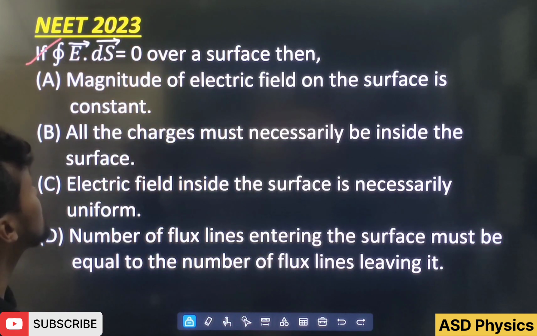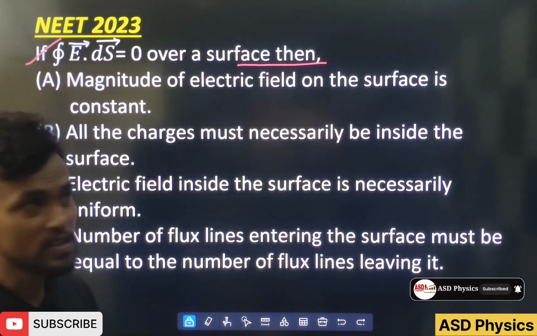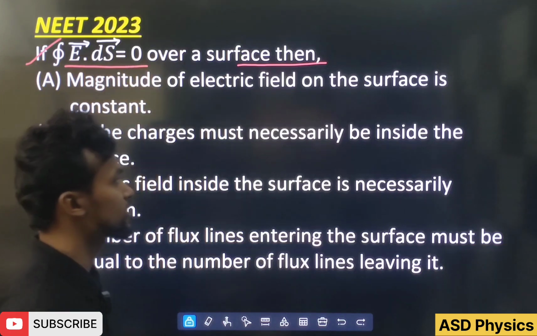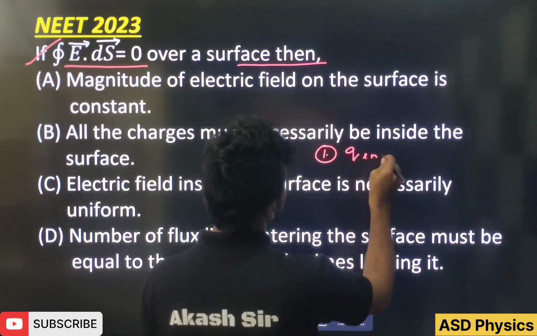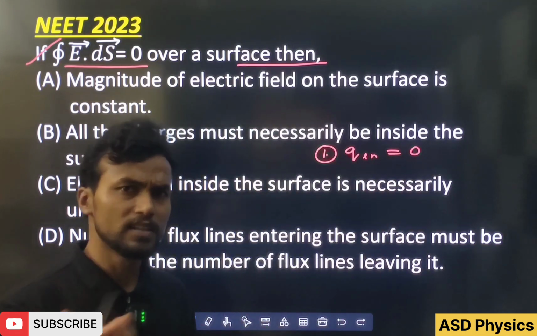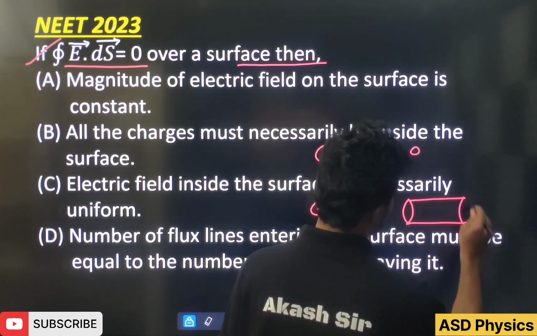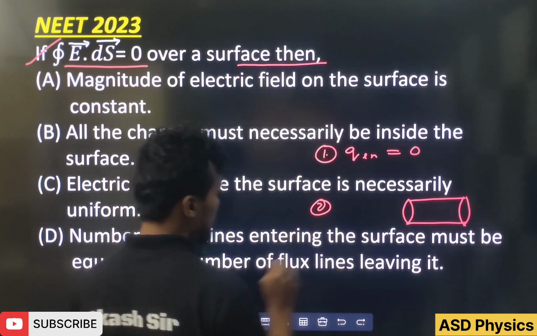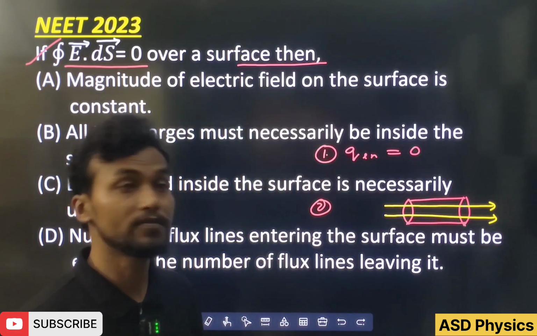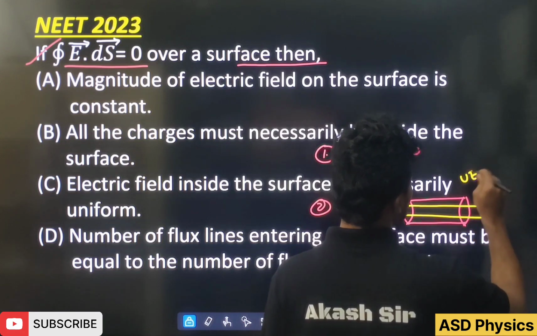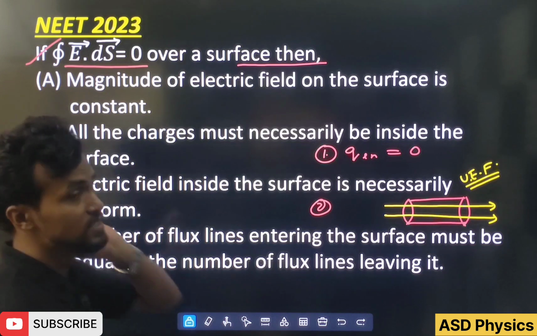Next please. If closed integration E.dS equals 0 over a surface, then. This kind of situation happens in 2 situations. Closed integration E dot dS is 0 happens in 2 situations. Remember that please. The first situation is that when the charge enclosed is 0. Second situation is, let's take for example, if we have one closed surface, and what will happen? The number of field lines entering into the surface and the number of field lines leaving the surface is the same. And this happens most of the time in which kind of situation? Uniform electric field.